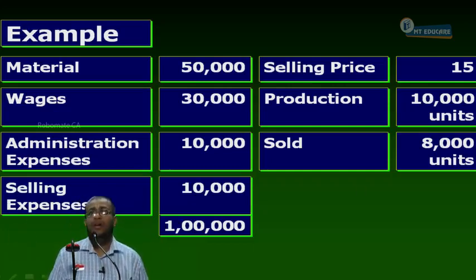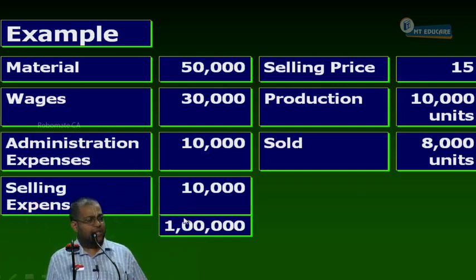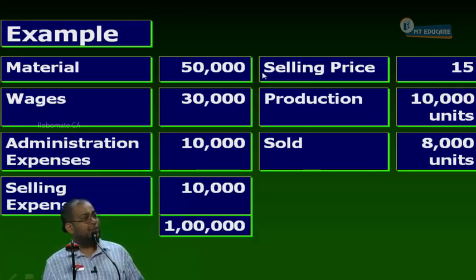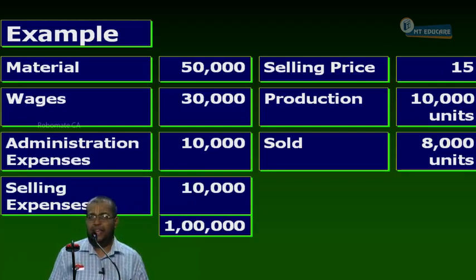Yes or no? Cost is 1 lakh. Sales 1,20,000. Cost is 1 lakh. Profit is 20,000. True or false? Because we all said that it is against the matching principle. Profit is not sales minus cost. Profit is sales minus expired cost. Right or not? That means the 1 lakh should be classified into expired and unexpired.